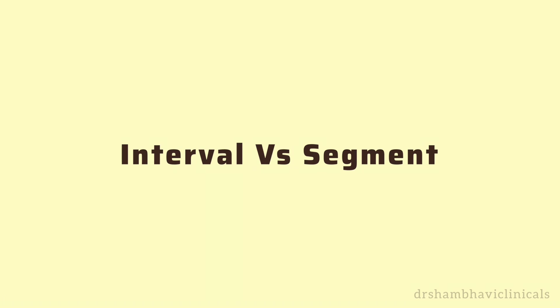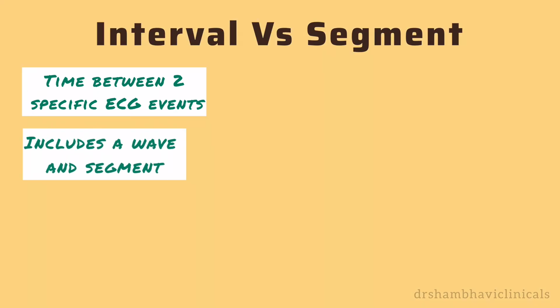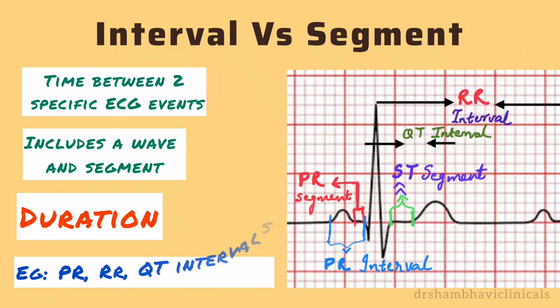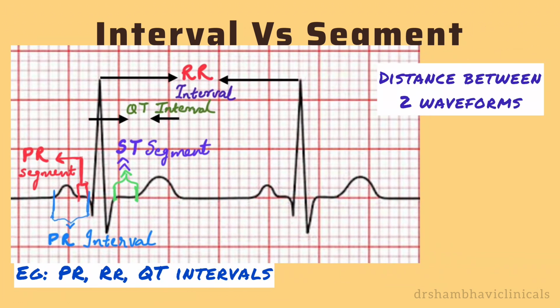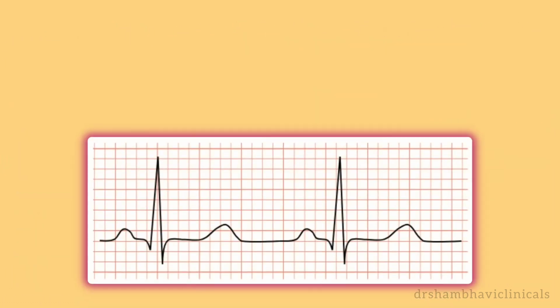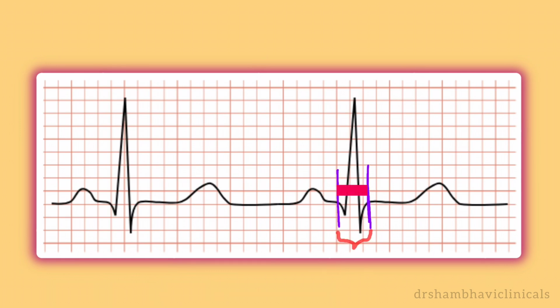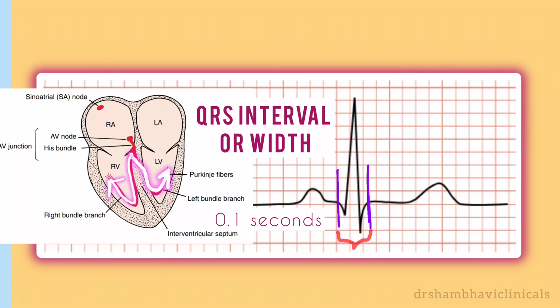Another thumb rule to know is that the term interval in ECG is used to denote time between two specific ECG events. It includes at least one wave and at least one segment. It basically represents the duration, while segment is the distance between two waveforms, and it usually is isoelectric in a normal ECG. So this distance starting from the Q wave to the end of S wave is also called QRS interval or width. Usually it measures around 0.1 seconds and it represents the time required for stimulus to spread through the ventricles.